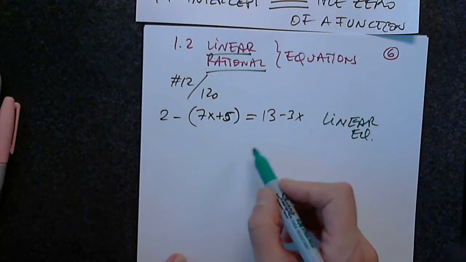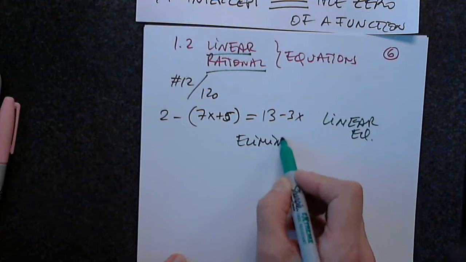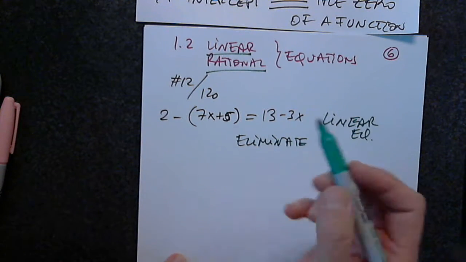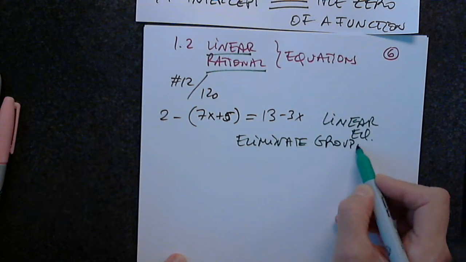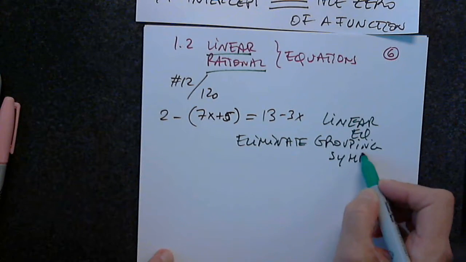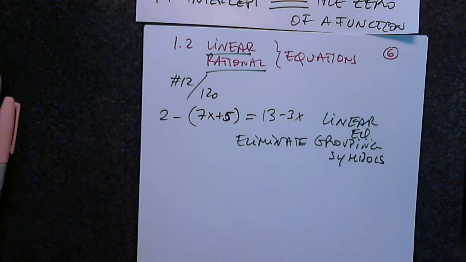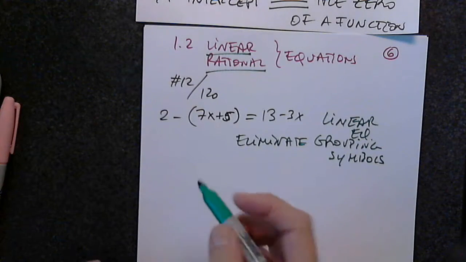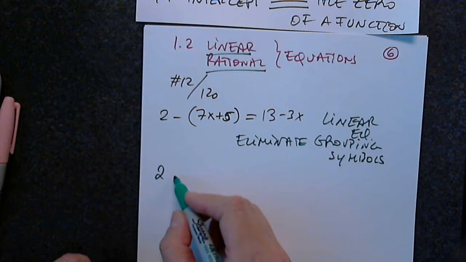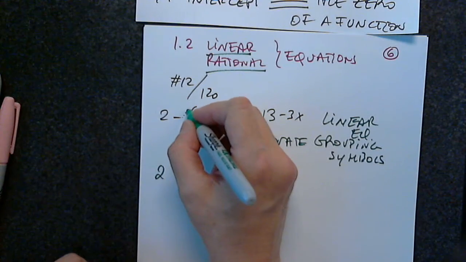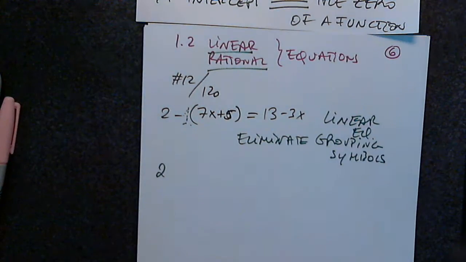Yes, excellent. So we have to eliminate grouping symbols. We have to eliminate the grouping symbols first. Okay, so we have to distribute -1. So then 2, right? It's -1 or the negative symbol, whatever you want to say. It doesn't matter. It's the same thing. So 2 minus.